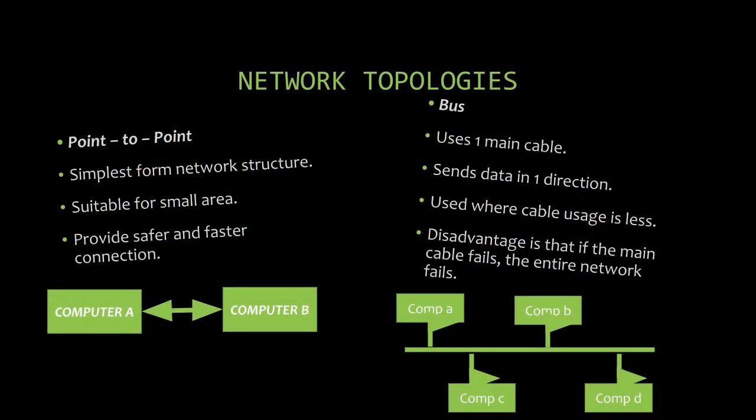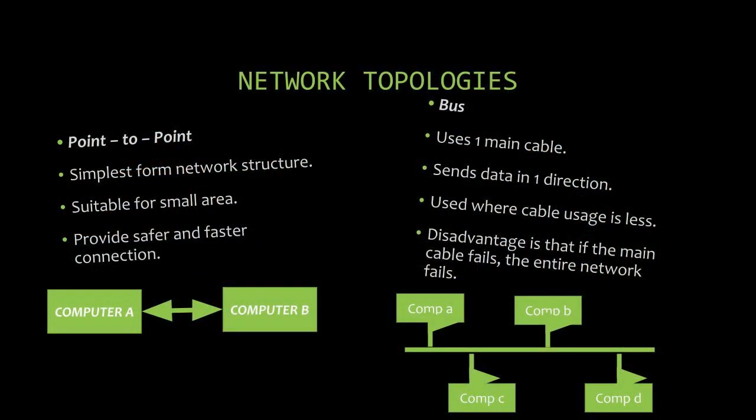Point-to-point. It is the simplest form of network structure. It is suitable for small areas. It provides a safer and faster connection. Bus. It uses one main cable and sends data in one direction. Used where cable usage is less. The disadvantage is that if the main cable fails, the entire network fails.